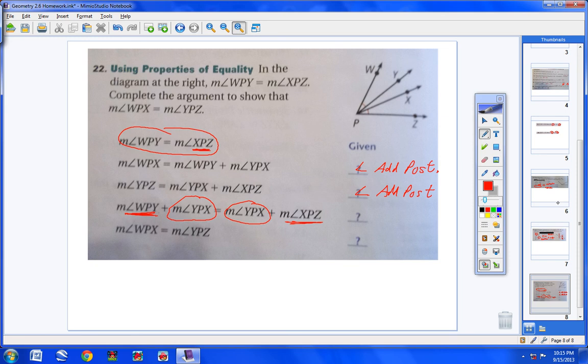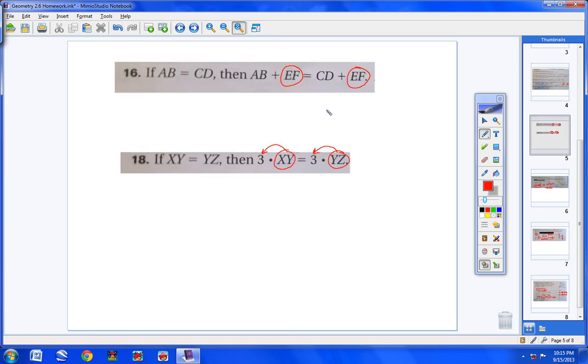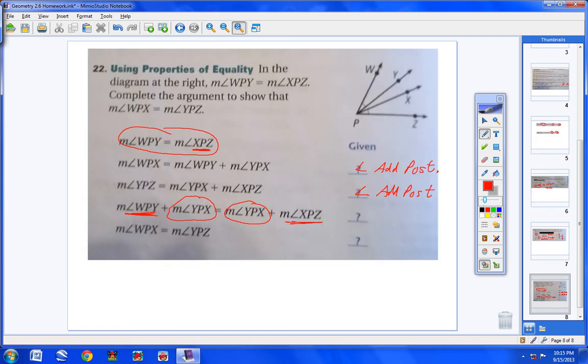Remember back here a couple problems ago, in our homework tonight, right here. Remember we had AB equals CD, and then we added EF to both sides. So when we added the same thing to both sides, we called that the addition property of equality. Well, it's the same thing here. We're adding the same thing to both sides. We're going to call that the addition property of equality. And we learned that in class yesterday.